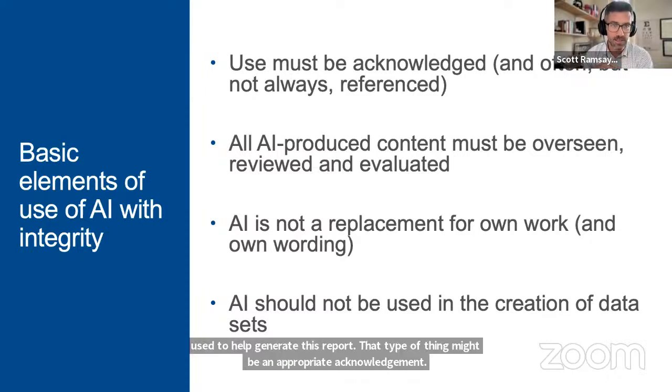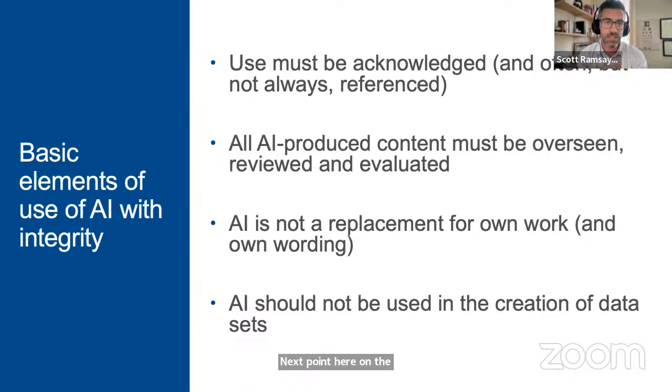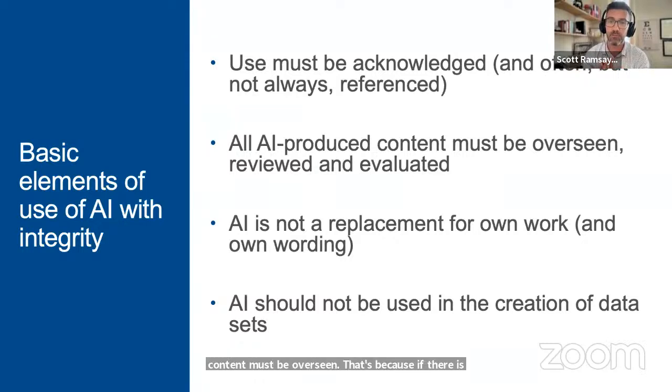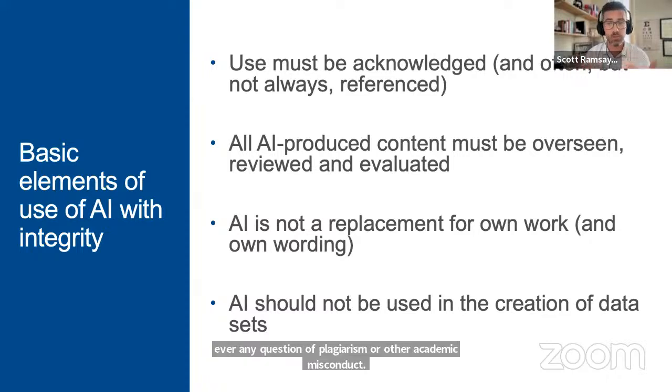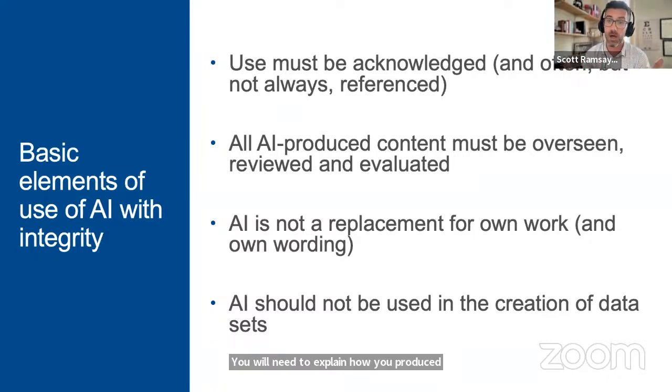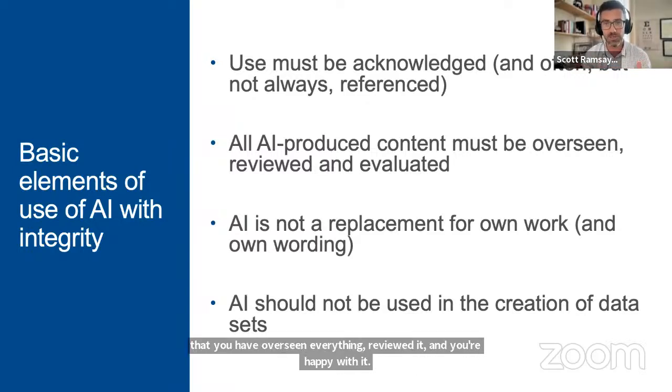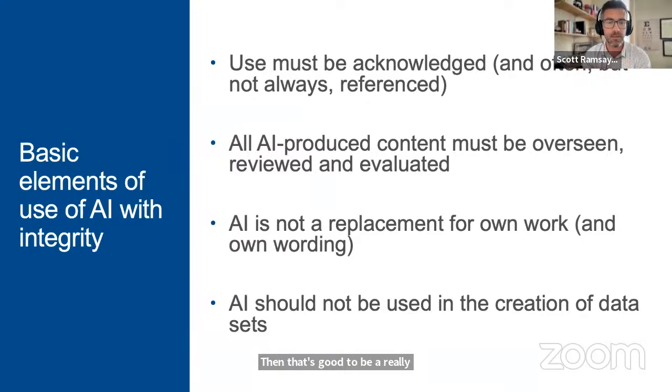Next point here on the slide says all AI-produced content must be overseen, reviewed, and evaluated. That's because if there is ever any question of plagiarism or other academic misconduct, you will need to explain how you produced all of these pieces to a member of staff. And if you haven't decided that you have overseen everything, reviewed it, evaluated it, and you're happy with it, then that's going to be a really uncomfortable conversation with that staff member when that happens. Remember that AI is not a replacement for your own work or your own wording. This is what I meant when I said that you need to prove that you're worthy of a master's degree.